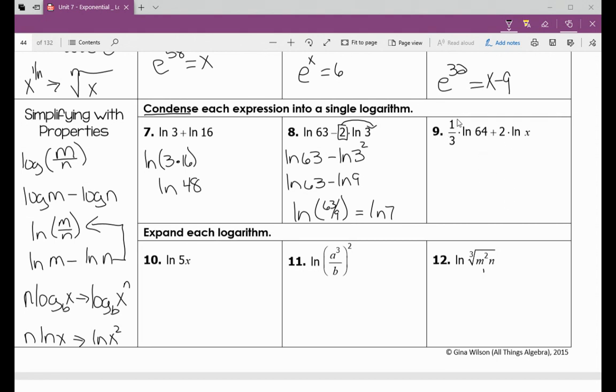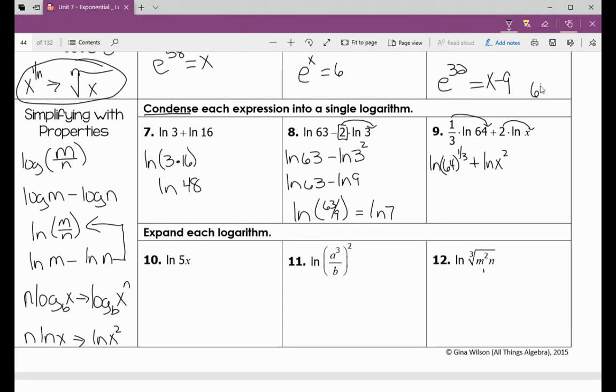Now in this problem, I do have a fractional exponent, and I have a fractional multiplier and a regular multiplier. Fractional multipliers end up being radicals. But the first thing I'm going to do is apply the power property. So I'm going to take this, make it the power, take the 2, make it the power on x. So natural log of 64 to the 1/3 power plus natural log of x squared.